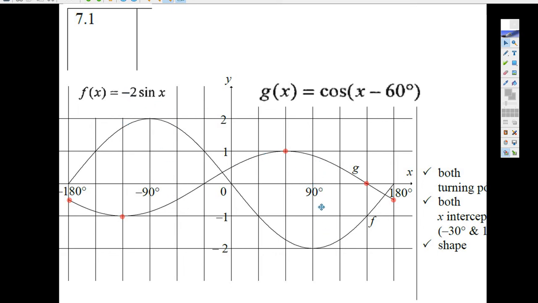So it's kind of flipped. It's reversed. Instead of going 0 and then 90 and 2 as the sine graph would, it goes down. So hey, it's making complete sense.